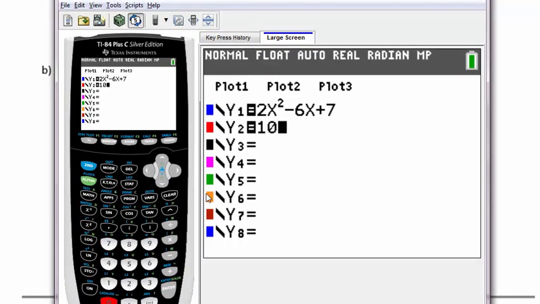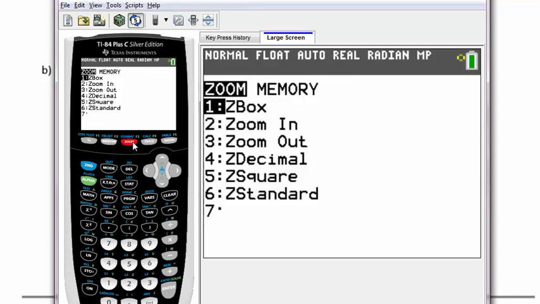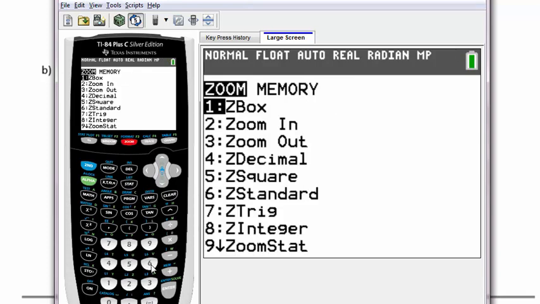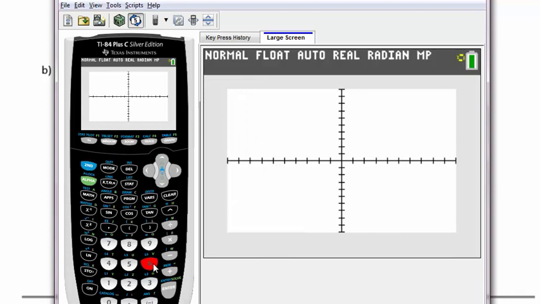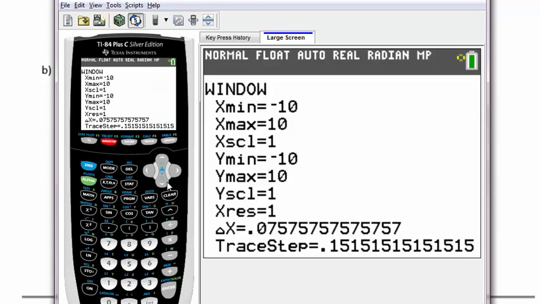Now let's graph. I'm going to hit zoom standard to make sure that I'm in a standard window when I graph. So option 6. First graph that should be showing up is the graph of 2x squared minus 6x plus 7. And then y equals 10 is right there across the top. I'm going to make my window just a little bit higher so I can see the intersection a little more clear. Right now the y maximum was 10, so I could barely see that graph. Let me go ahead and make that 15. Let's look at the graph one more time.